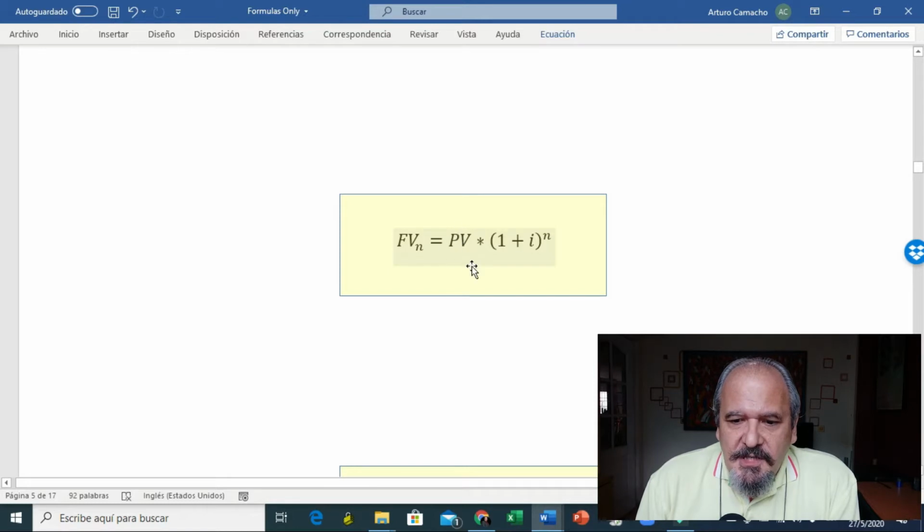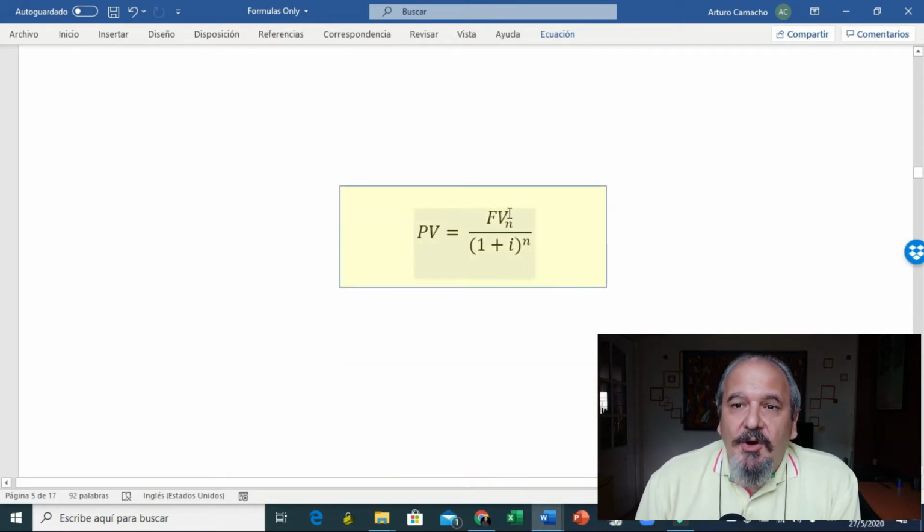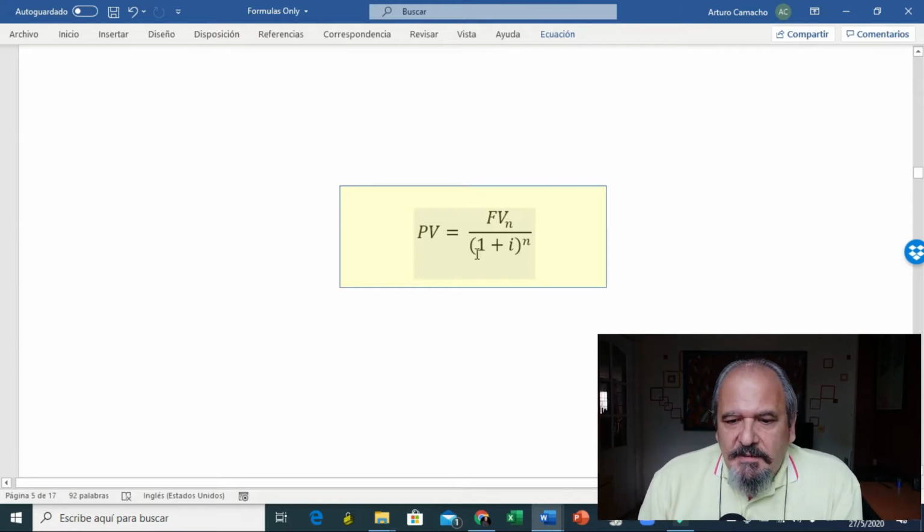If the present value is here, we just clear it out. So the present value is then the future value, or the future cash flow of an n period, divided by 1 plus i to the n.